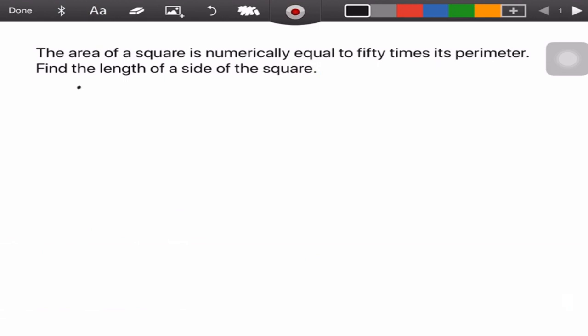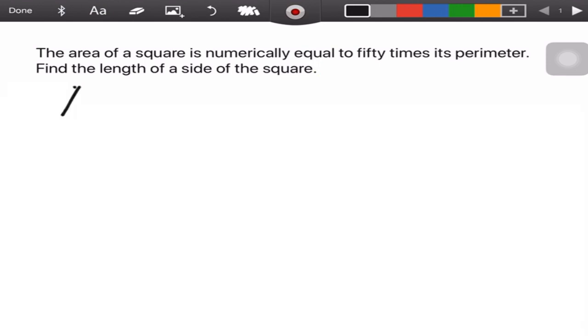So first, you need to understand the problem. If you can translate it in Tagalog or Kapampangan, much better. So let's try it. The area of a square is numerically equal to 50 times its perimeter. So, yung area daw ng square ay equal sa 50 times nung perimeter niya. Tapos, hanapin natin yung length ng side ng square.